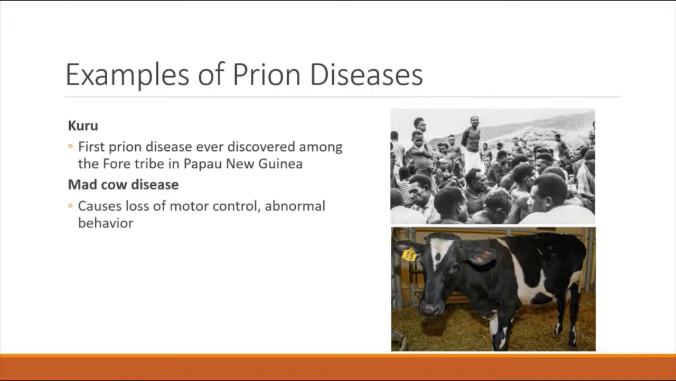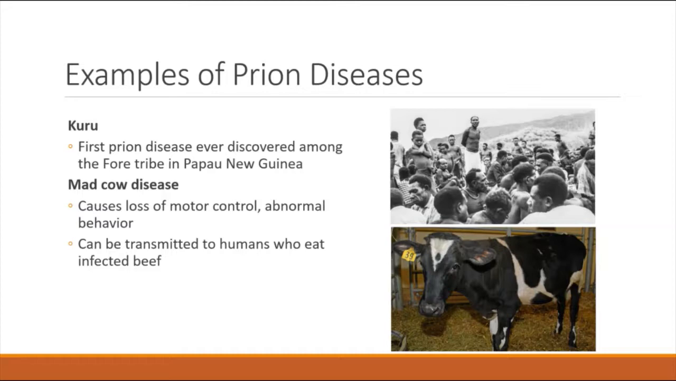Mad cow disease is another example of a prion disease that affects primarily hoofed mammals, such as cows, and it causes loss of motor control and abnormal behavior. But it can also be transmitted to humans who eat beef or the tissue of cows that have been infected with the prion disease. And in fact, people are still so concerned about the mad cow disease outbreak in England, which happened way back in the 1990s, that people who lived in certain areas and could have been exposed to this infected beef during that time period are still not allowed to do things like donate blood or donate organs because of the potential that they could be harboring these prion pathogens.